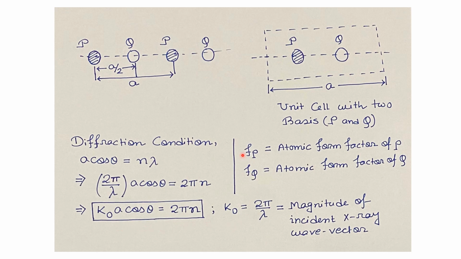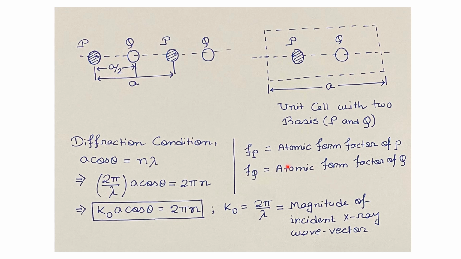One more thing we have to consider, that is the atomic form factor of the atoms P and Q. Now the atomic form factor or the atomic scattering factor is defined as the amplitude of scattered X-ray radiation from an atom divided by the amplitude of scattered X-ray radiation from an electron in that atom.